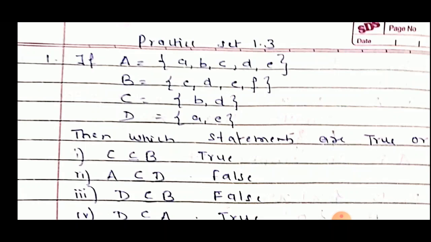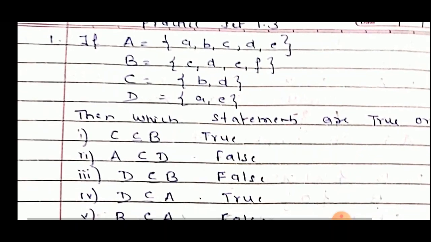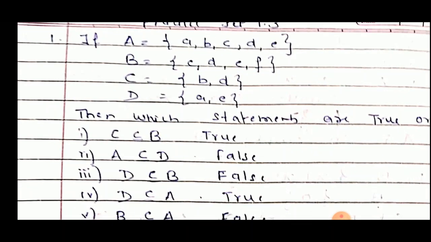Then A is a subset of D. Now all the elements of A are not the elements of D. So "A is a subset of D" is a false statement. Then D is a subset of B. All the elements of D are not the elements of B, so D is not a subset here. So that also is a false statement, because A is not there in B.